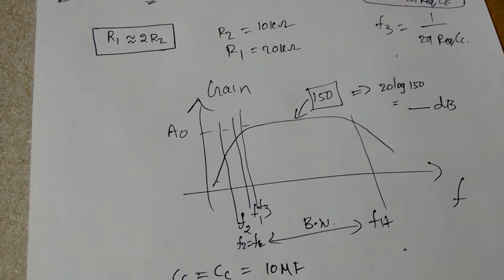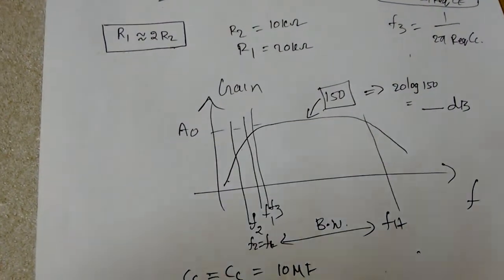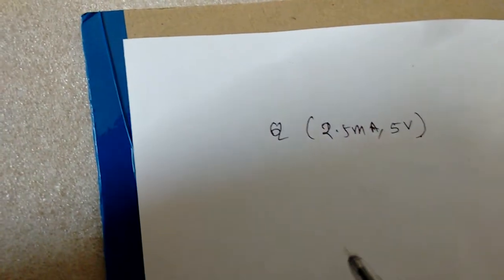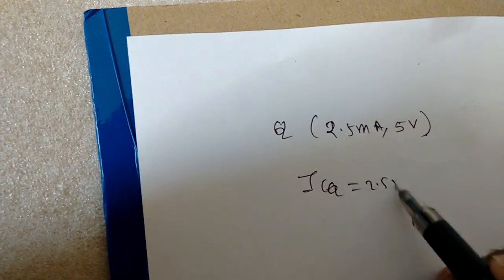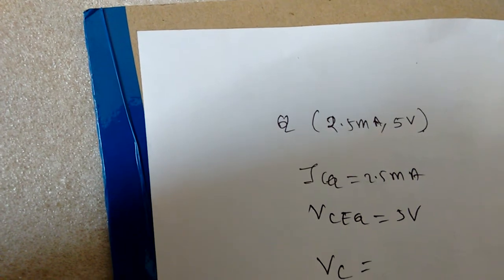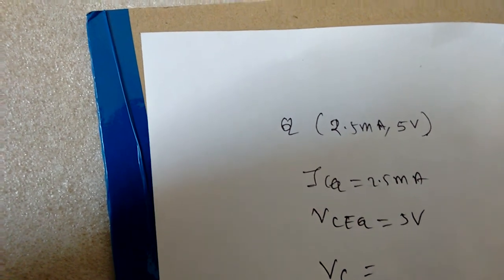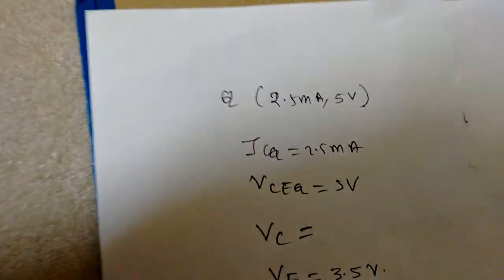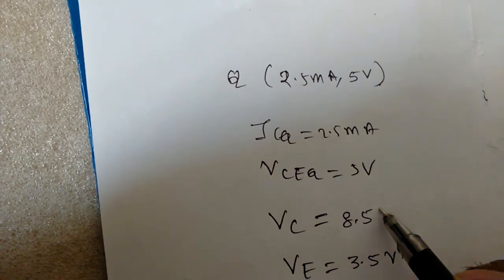Now we will see the analysis. When you go for simulation, we assume that the operating point has 2.5 milliamperes and 5 volts VCEQ. That means ICQ should get 2.5 milliampere and VCE should get 5 volts. That means VC we got and VE we got, right? VE was 3.5 volt and VC was, I think, 9.5 volts, 8.5 volts.